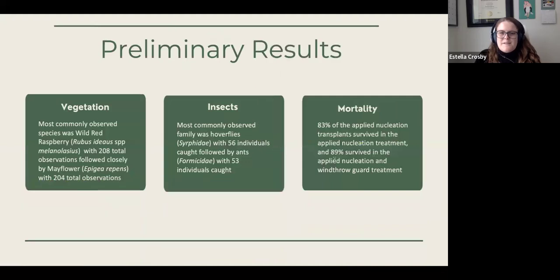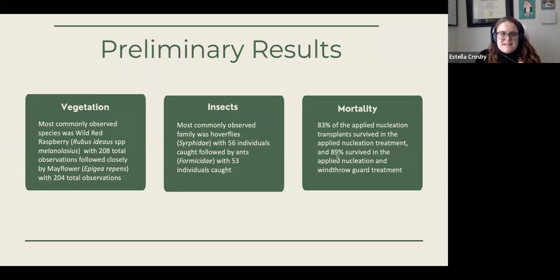So all of that brings me to my very preliminary results, as I haven't had time to do a whole bunch of statistical tests, but we can talk about what I've seen so far. So for the vegetation surveys, the most commonly observed species was wild red raspberry, which had 208 total observations, which was followed closely by mayflowers, which had 204 total observations. And just to make clear, the vegetation observations are not the total number of plants observed, it's the total number of plots which contained at least one of these plants.